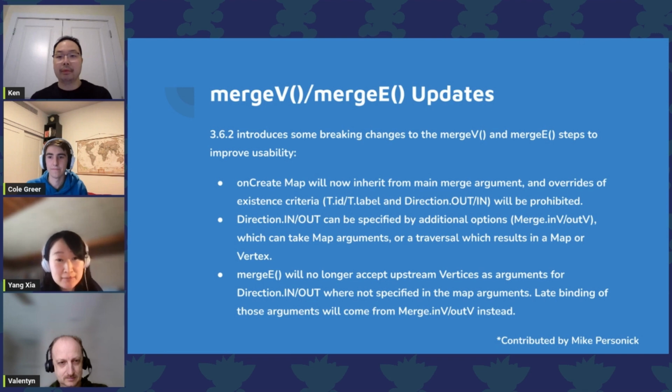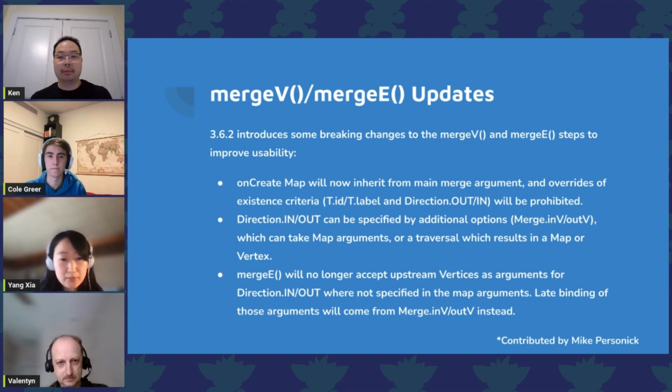These improvements to the semantics were based on user feedback. As outlined in the upgrade documentation, the three major changes to improve usability include, first, the onCreate map will no longer override the existing criteria. Instead, it will inherit anything from the main merge argument, and it will serve as a method to allow users to add additional specifications.